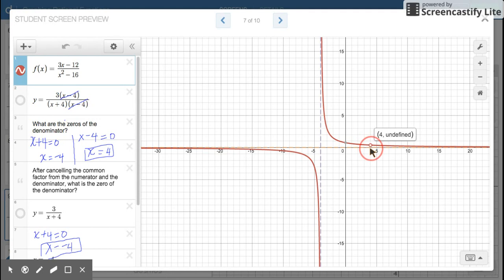Oh, right here we see a hole, an open dot, a missing point. So at x equals 4, there is a hole in the graph. And 4 is the value of x that makes the factor that we canceled equal to 0. Can we make conclusions about this?